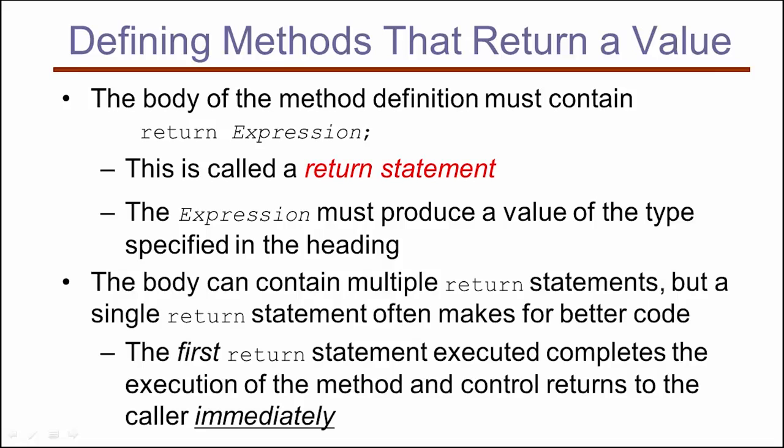Once we learn about control flow statements in the next module of this MOOC, it will be possible to have multiple return statements in the body of a method, though it is often preferred to have only a single return statement at the bottom of the method. But it is important to understand that when a return statement is executed, control returns to the caller immediately. A return statement always ends the execution of a method.